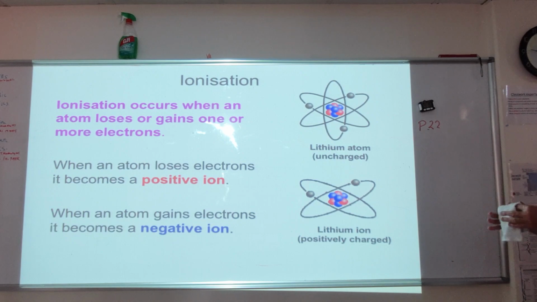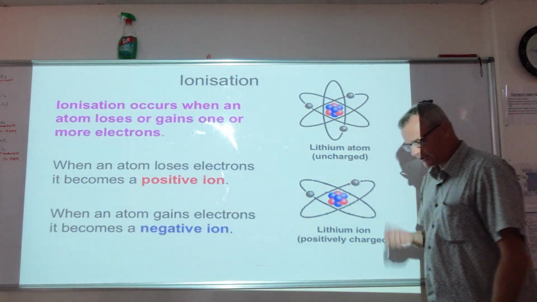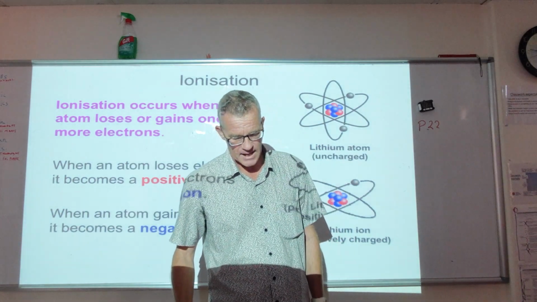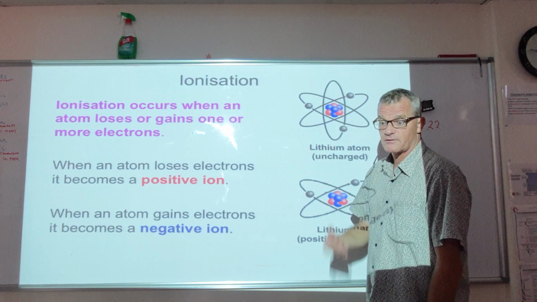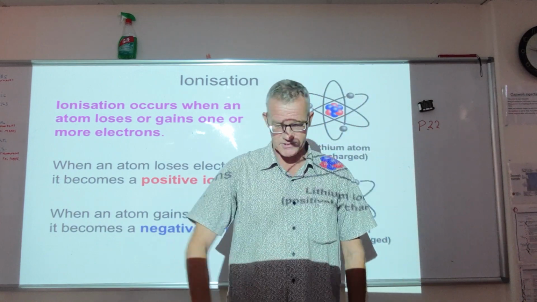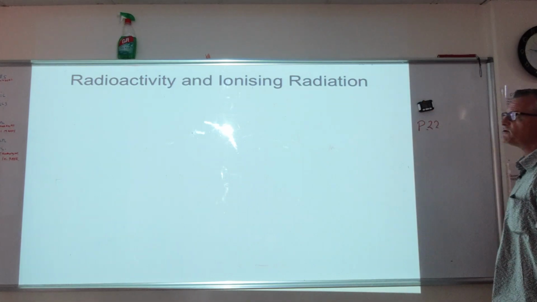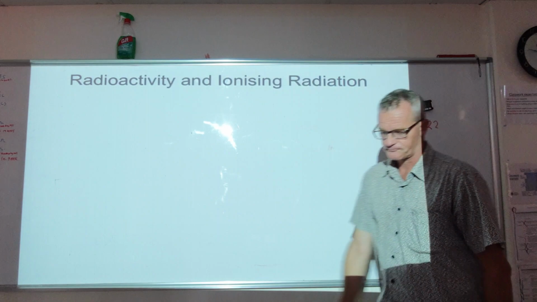When you are exposed to radiation, it can ionize the atoms in your body, and you could get mutation, and as a result of that mutation you could get cancer. Now let's look a little at radioactivity and ionizing radiation.